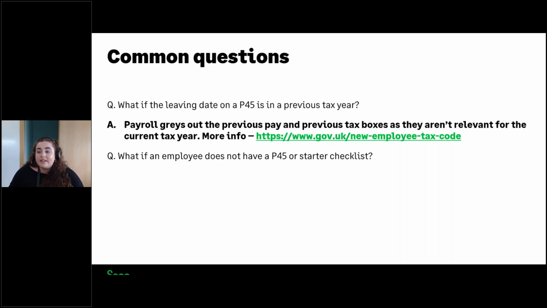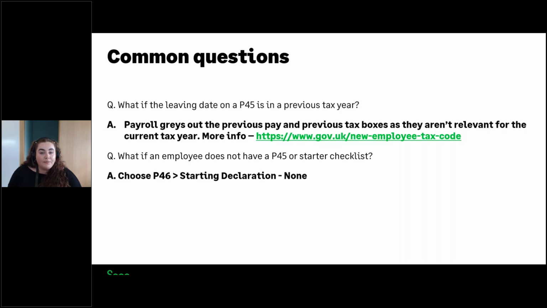Second question we've got is, what if an employee does not have a P45 or starter checklist? So sometimes you won't get this information for payroll, and if that is the case, you can choose P46 and the starting declaration as none. What this will do is put them on a 0T tax code for the time being, which might prompt the employee to get one of those forms for you. But if not, you should get a new tax code notice from HMRC at some point, which will give you the new tax code for the employee. So if you've got neither a P45 or a starter checklist, just choose P46 and the starting declaration as none.